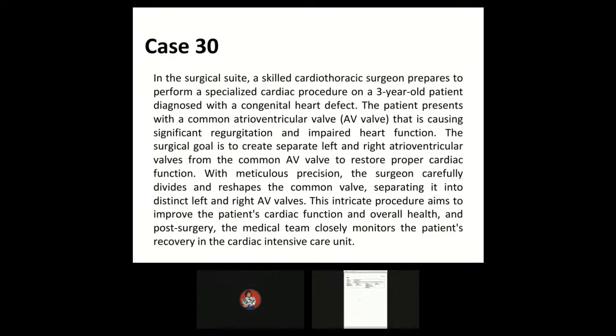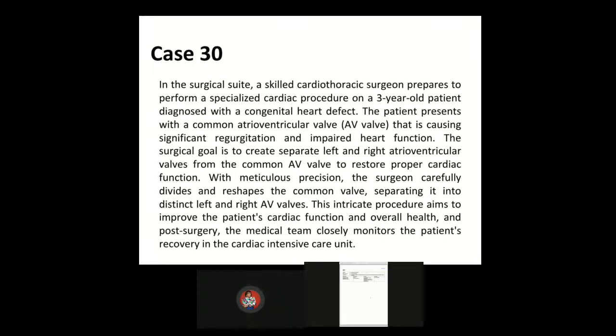So in the surgical suite, a skilled cardiothoracic surgeon prepares to perform a specialized cardiac procedure on a 3-year-old patient who has a congenital heart defect. The patient presents with a common atrioventricular valve that's causing significant regurgitation and impaired heart function. So the goal of this procedure is to create separate left and right atrioventricular valves from the common AV valve to restore proper cardiac function.